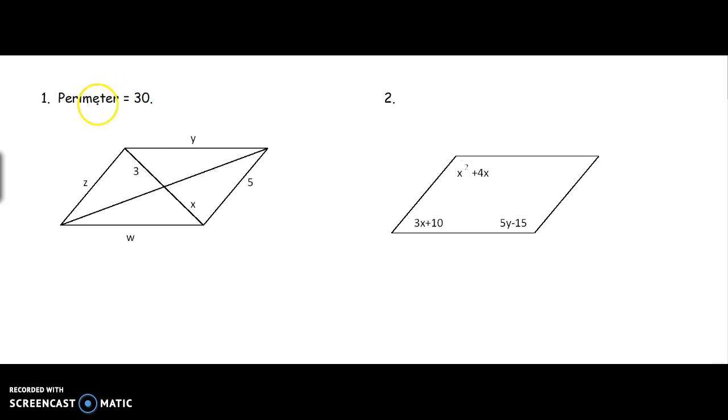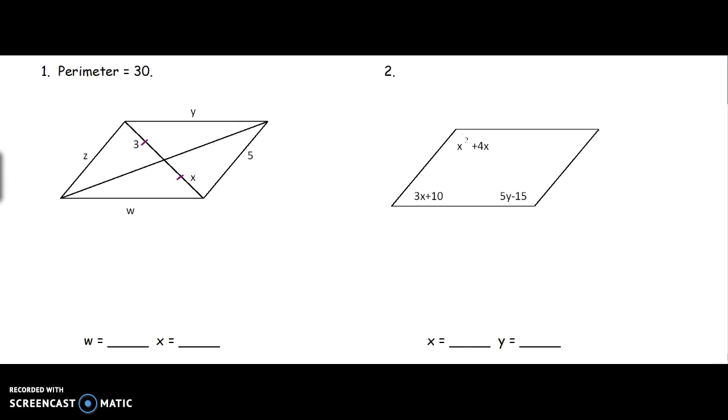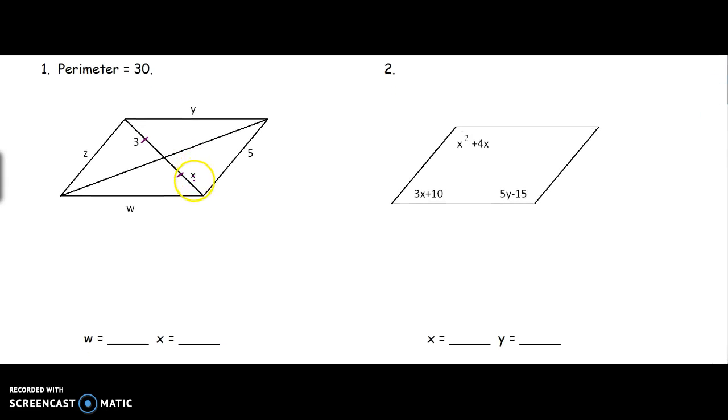So problem number 1, here I give you a parallelogram with 2 diagonals. Knowing that one of your rules is about diagonals, it means that it bisects each other. So they basically cut each other in half, which means these 2 pieces would be congruent. So we can say we know the measure of x because it's the same as the other, which is 3. So x has a measure of 3.